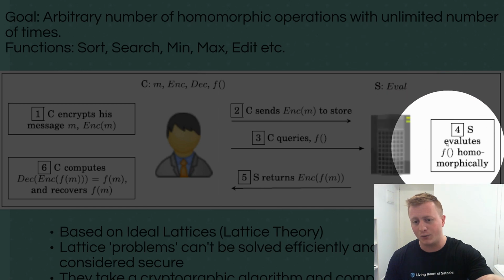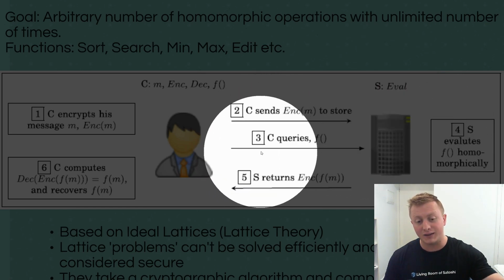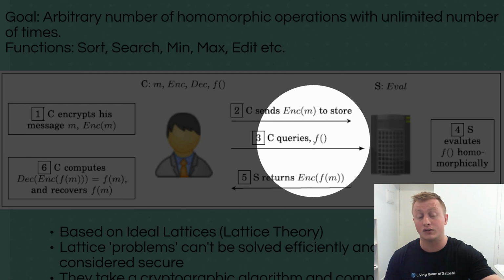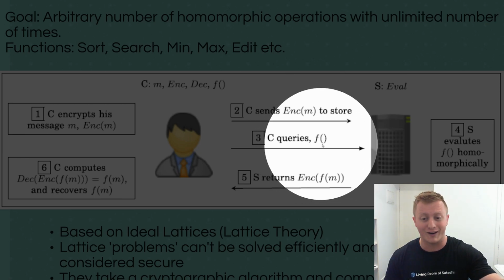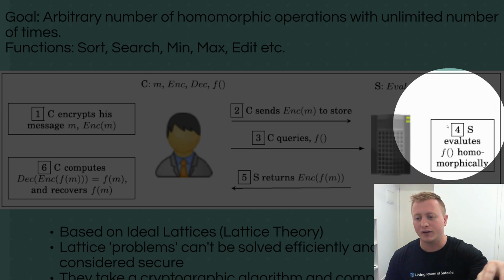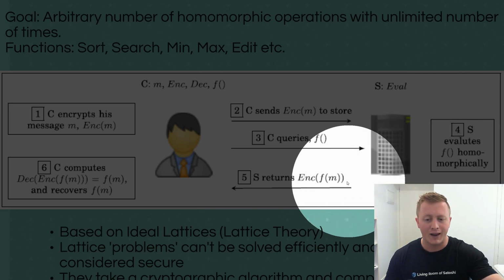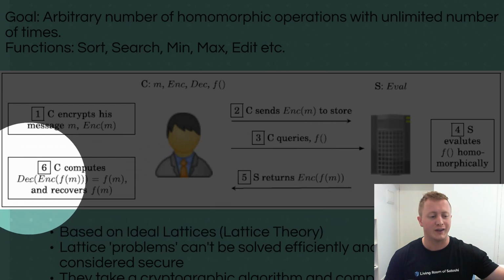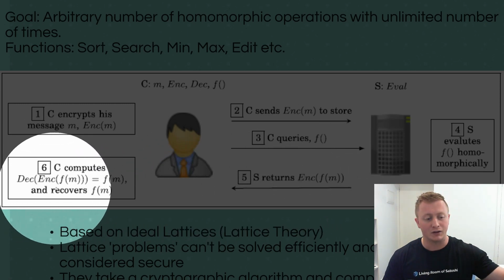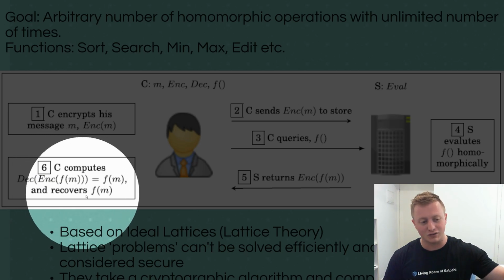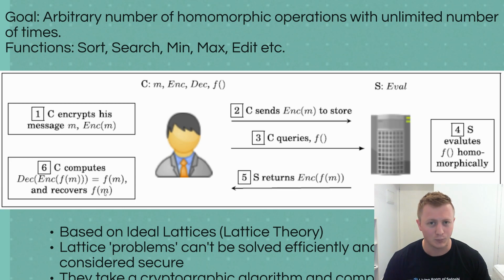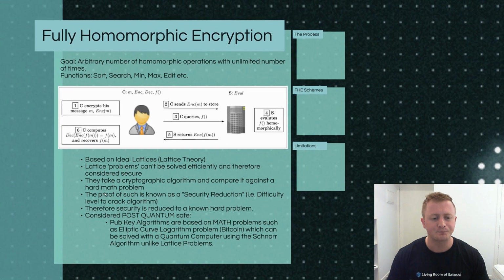S, server evaluates it. Then the individual here, C, can query it on a particular function. So like I've said, sort, min, max, whatever you want, edit it. Then the server evaluates it homomorphically and it returns that encrypted function with the message inside. And then of course the outcome is that they can decrypt the encrypted function with that message inside, and you recover the actual plaintext that was sent initially, or I should say ciphertext in this scenario.